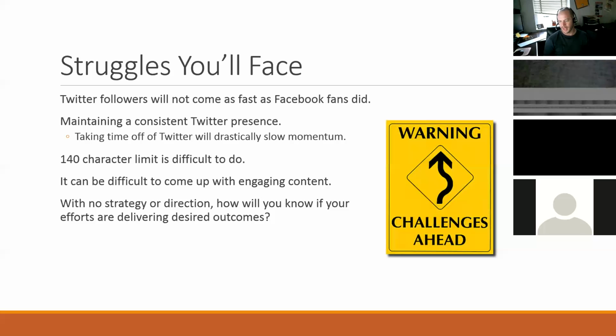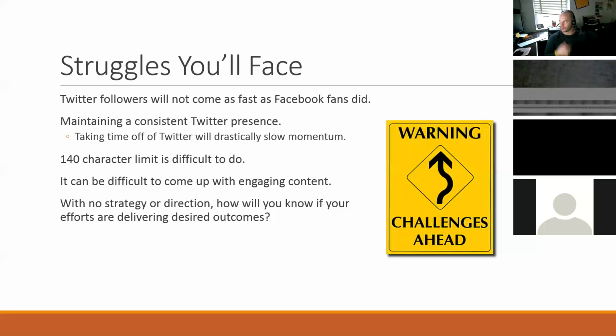And lastly, and this is the most important thing, and if you don't have this with Facebook, I would encourage you to develop it, utilizing your entire county office, because it does take everybody to really be as impactful as you can be, both on Facebook and on Twitter. With no strategy or direction, you're not going to ever know if the efforts you're putting in are actually giving you the desired results that you're looking for.